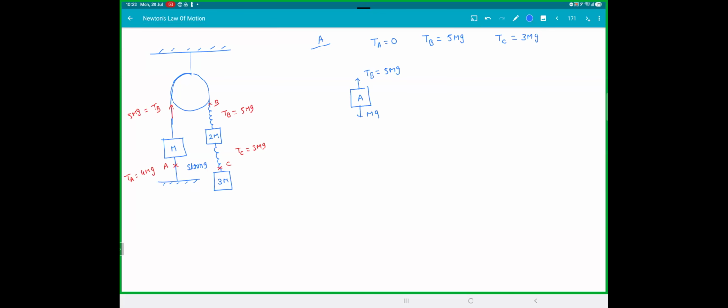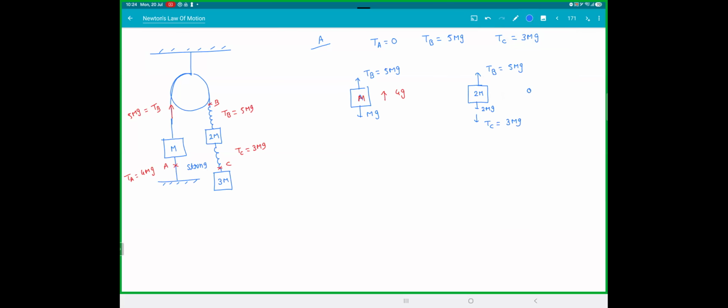Your own weight mg. Perfect. And your mass is m. So you will go up with 5 mg minus mg by m. You go up with 4g. The 2m block does not even know what happened. Basically, the springs are like shock absorbers. Whatever happened on the other side, they are delayed. They will take time to react.